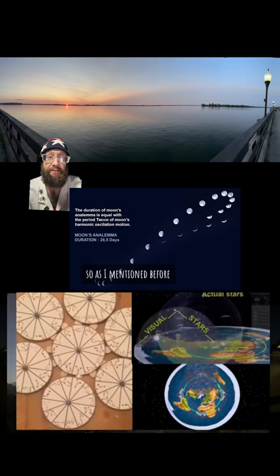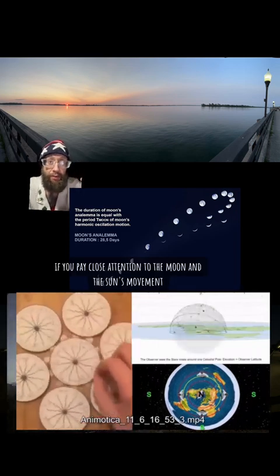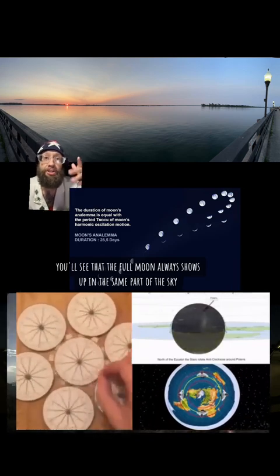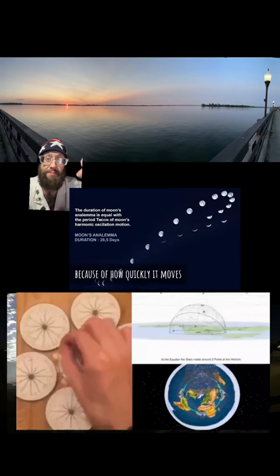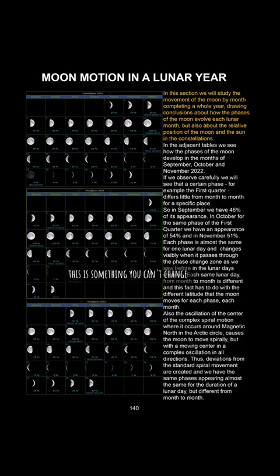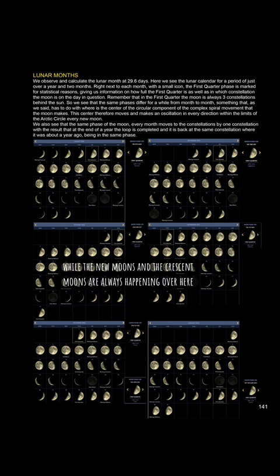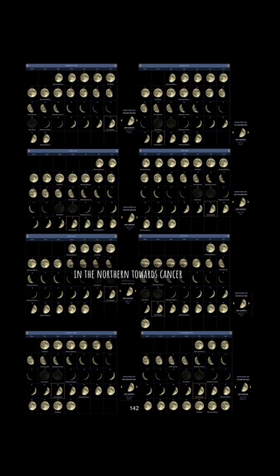So as I mentioned before, if you pay close attention to the moon and the sun's movement, you'll see that the full moon always shows up in the same part of the sky because of how quickly it moves. This is something you can't change. For example, in 2024, I've noticed all the full moons have been happening over here in the southern part of the ecliptic, while the new moons and the crescent moons are always happening over here in the northern part, towards Cancer.